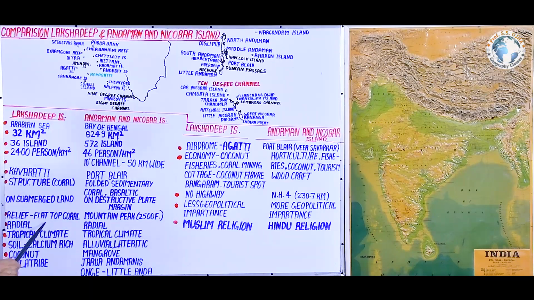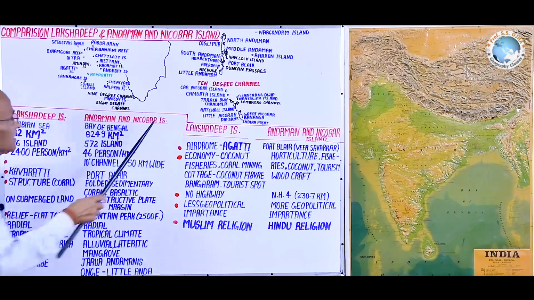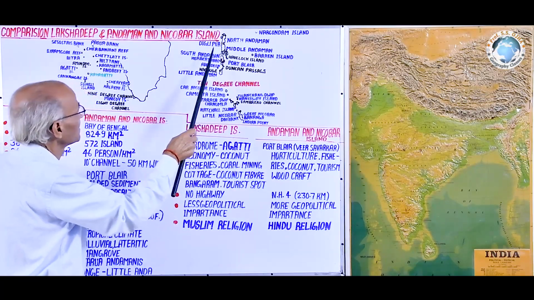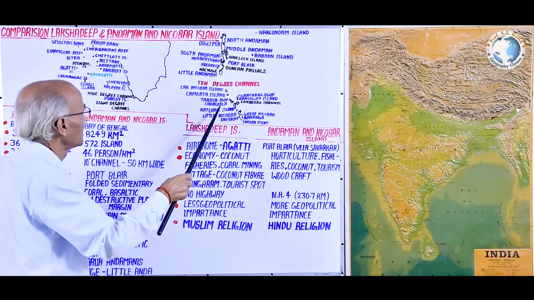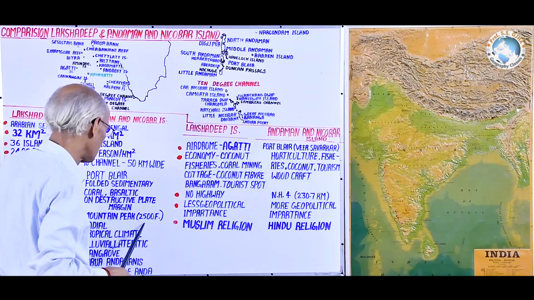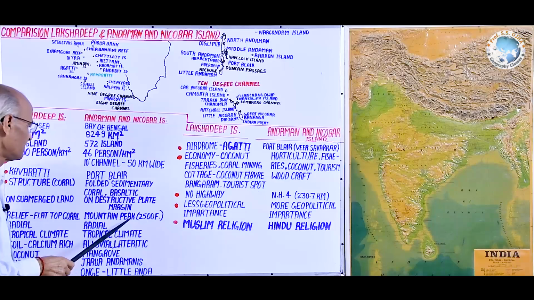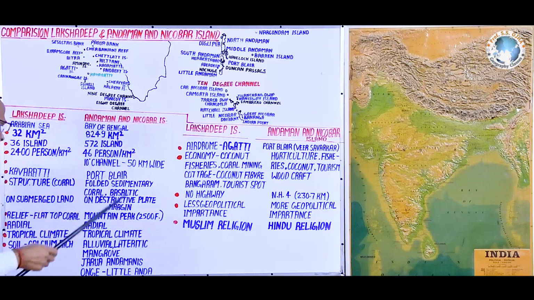Now, here the relief of this Lakshadweep is flat top coral, because corals develop a flat top surface. Contrary to it, it is not flat top. Here there are folded structures, hence mostly 2500 feet high peaks are found in Andaman and Nicobar islands.